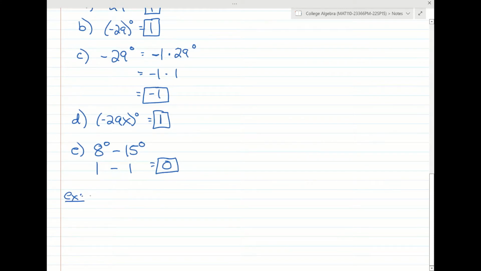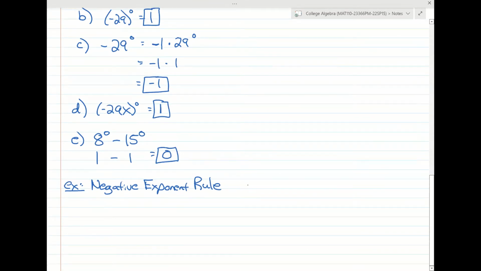The next rule is called the negative exponent rule. And this just tells you if you have a negative exponent, you switch the position of it to make it positive. We never want to have negative exponents. So if you have a negative exponent, you could either switch it to the bottom if it's on top of a fraction, or if you have a negative exponent on the bottom of a fraction, you just bring it up and it becomes positive.